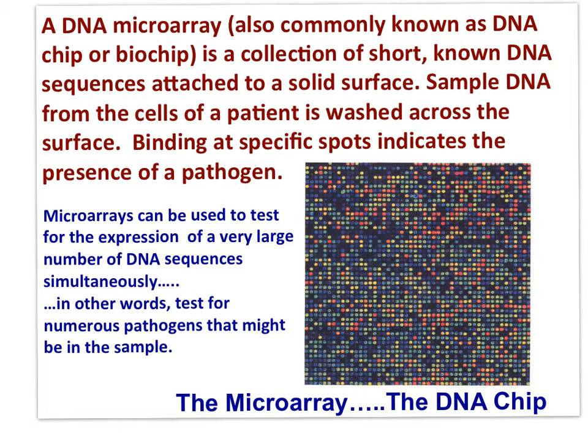Sampled DNA, extracted from patient cells, is washed across the surface. If the patient has been infected, DNA from the cell sample will bind at specific spots on the microarray, the spots where the probe sequence is from a known pathogen. The binding indicates the presence of a pathogen, in other words, is a detection of infection. Microarrays can be used to test for the expression of a large number of DNA sequences simultaneously. In other words, test for numerous pathogens that might be in the sample.